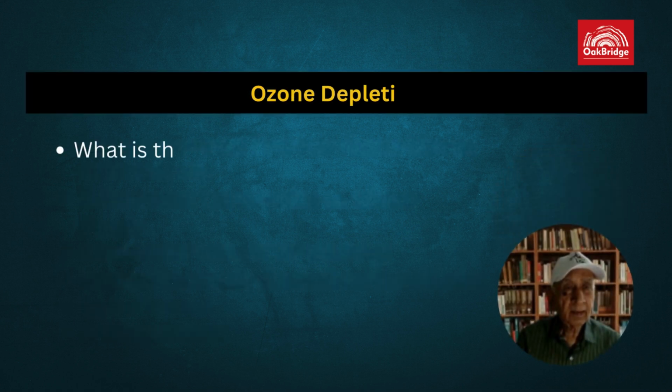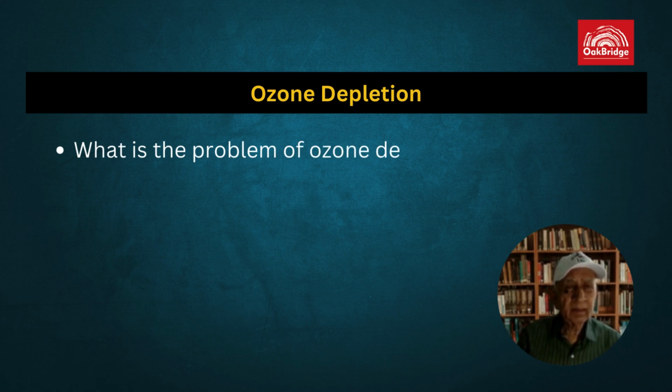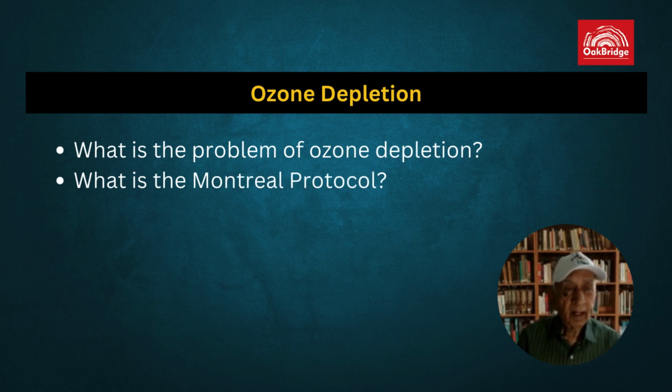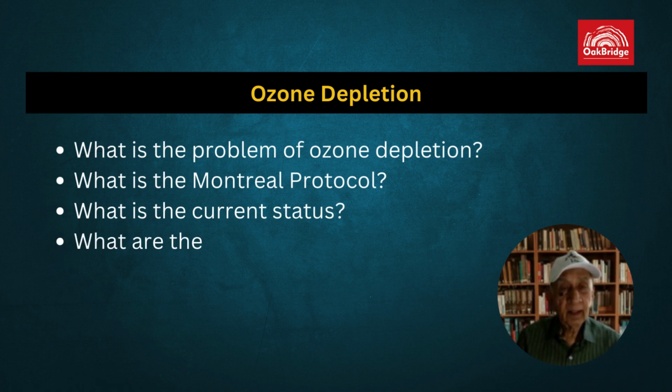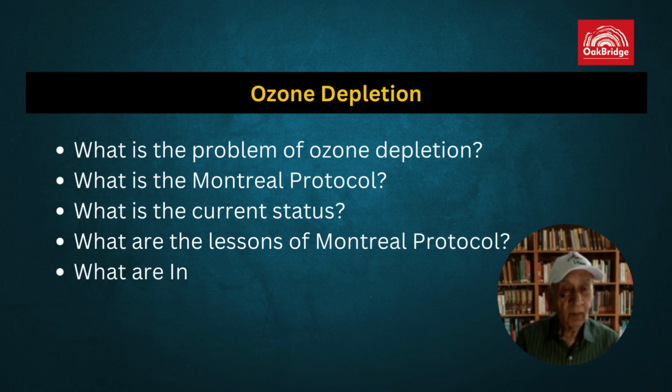And on the other topic of ozone depletion, it's somewhat simpler. You must know what causes ozone depletion and what is the Montreal Protocol, which is actually effectively helping solve the problem of ozone depletion. What is the current status? Why is it considered a very successful protocol or agreement? What are the lessons we can learn from it? And what are India's actions? So if you know the answers to all these questions, you should be in a good position to tackle questions on this topic.